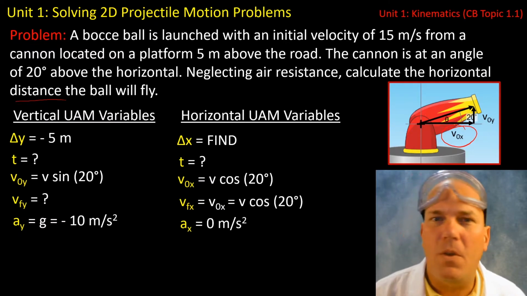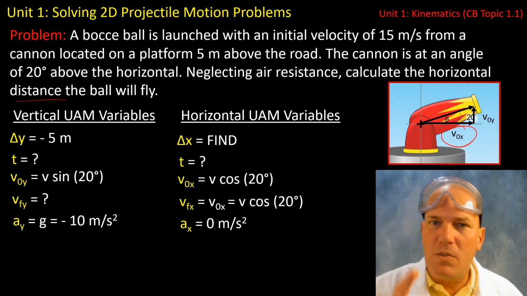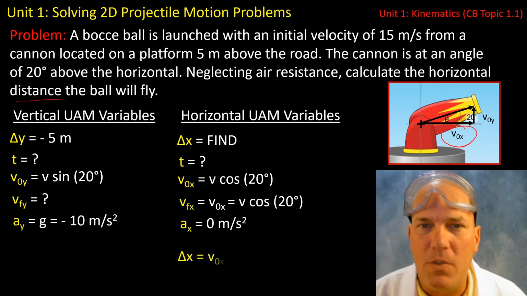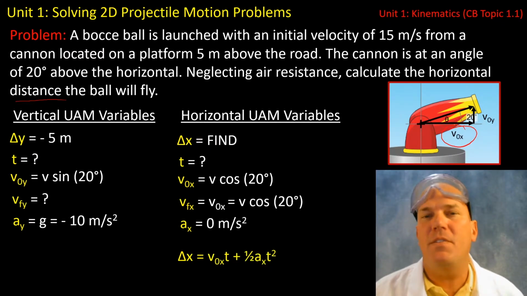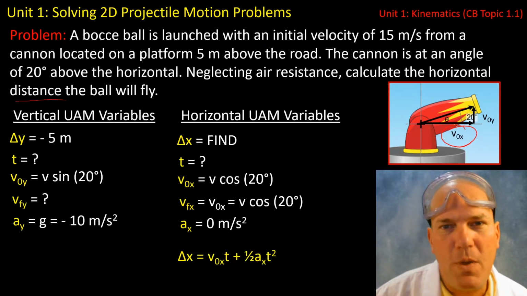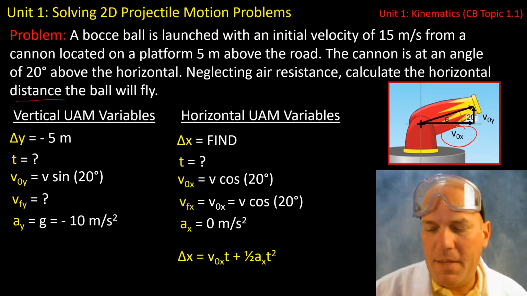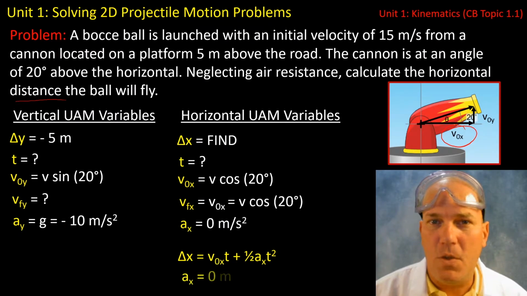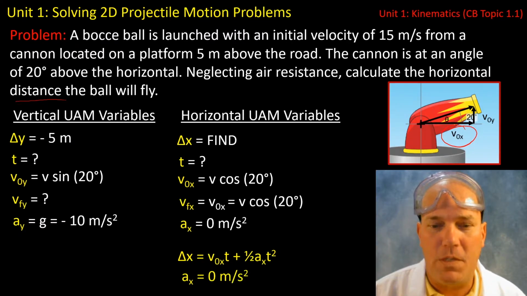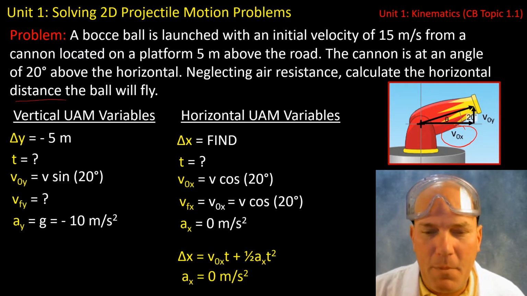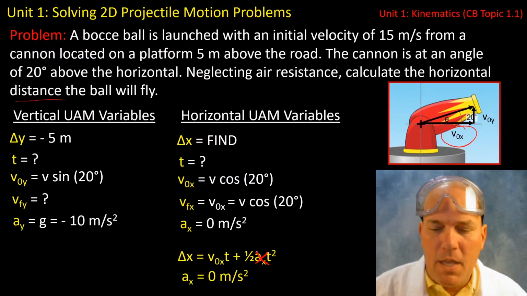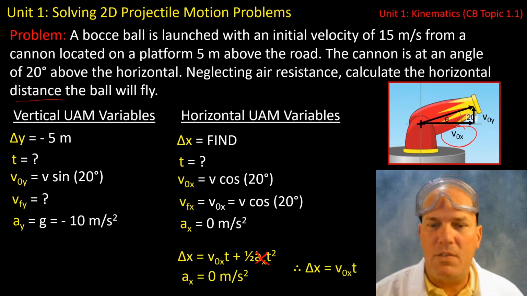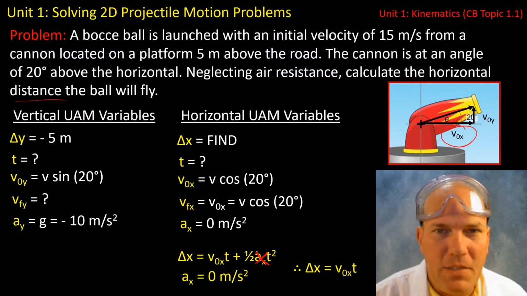Of course, you know the horizontal acceleration is 0 meters per second squared, and I also showed you this in the previous video. If I take this UAM equation and acknowledge that there's no acceleration, no change in velocity over time horizontally, then this entire piece here goes away, and we're left with the only equation you will use in the horizontal, which is on the screen.